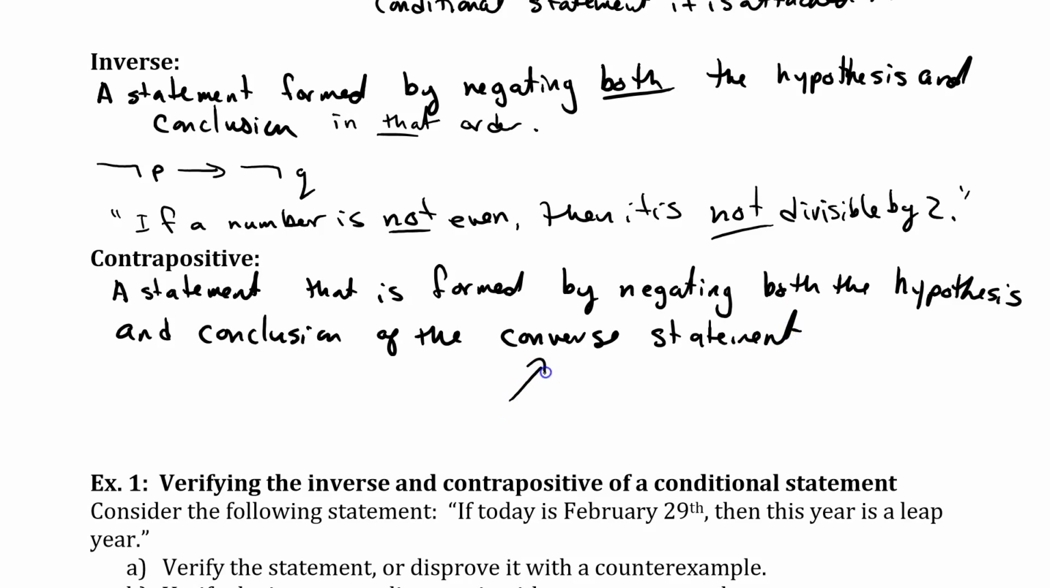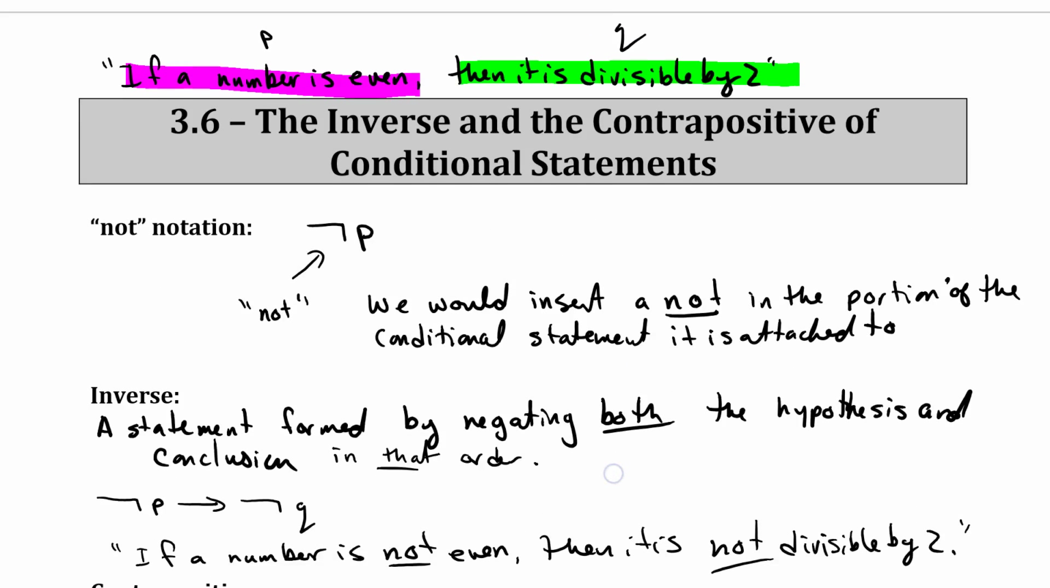Now, you don't have to write this down, but remember the converse is P, that's the conditional. The converse from yesterday was Q implies P. So, when we negate both the hypothesis and conclusion of a converse statement, it looks like not Q implies not P. So in the case of the example that we have here, we would say, if a number is not divisible by 2, then it is not even.